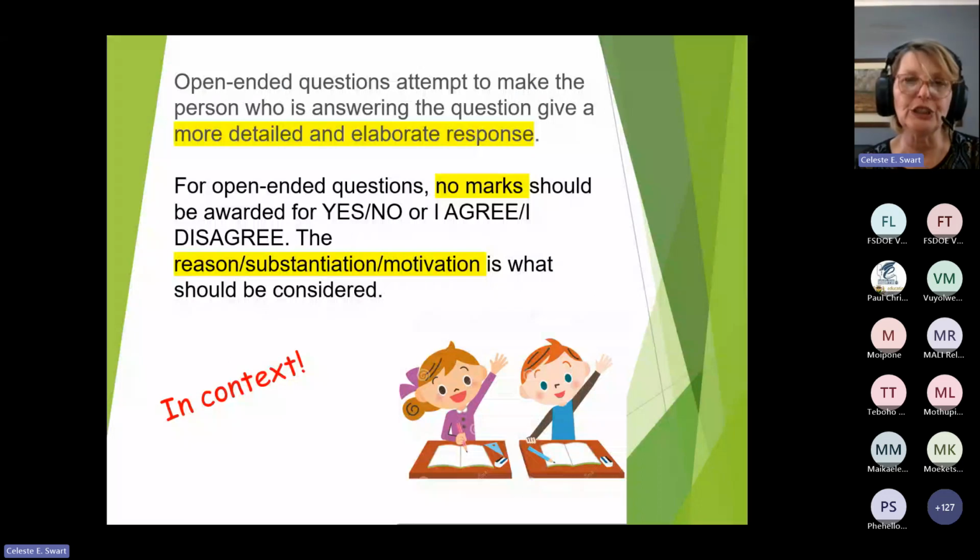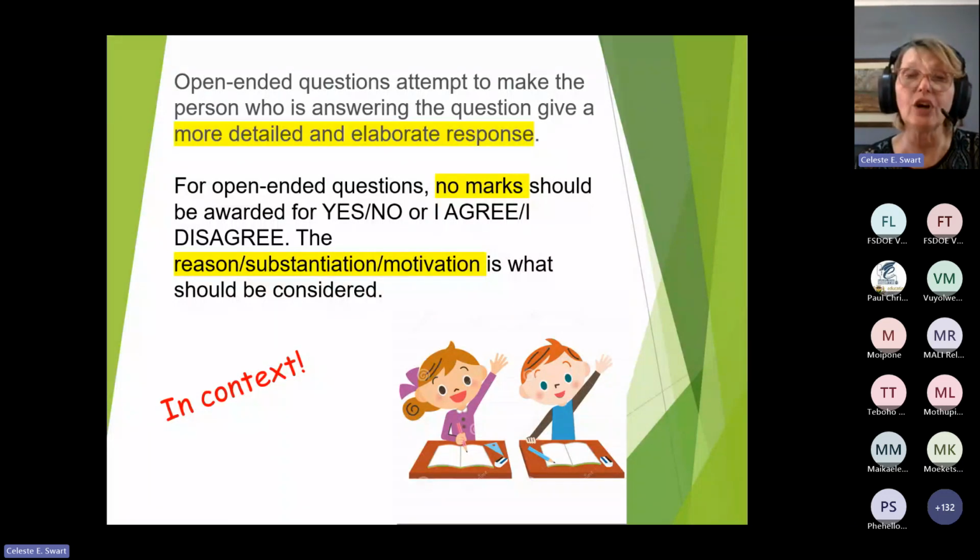For open-ended questions, you must remember that they're not going to give you any marks for just a yes or a no, or agree or disagree. But it's about the reason, it's about the substantiation, it's about the motivation. So what they really want from you is to explain why you get to that answer. It's not just about finding it in the text. So it's not your level 1 and 2 question.